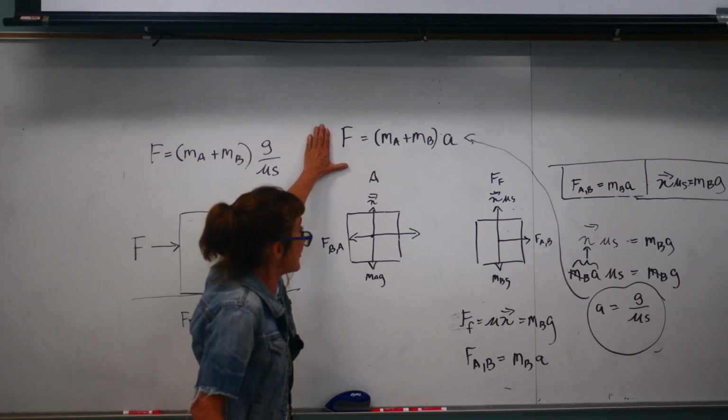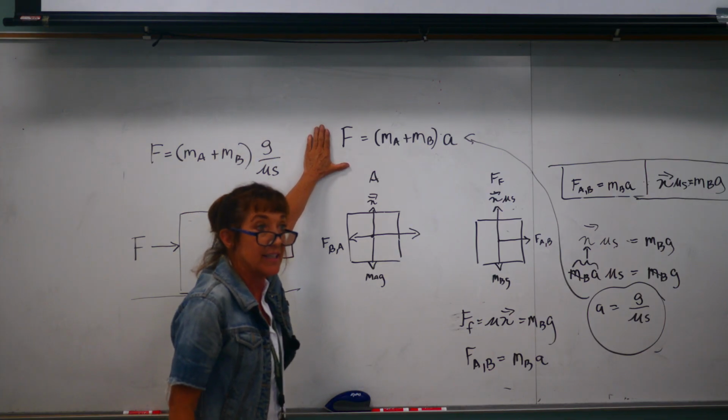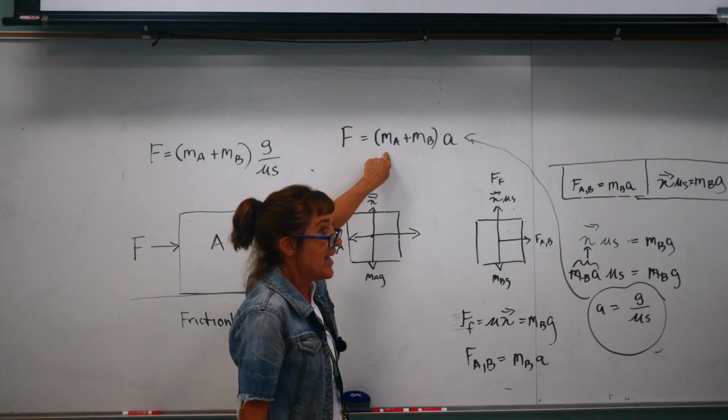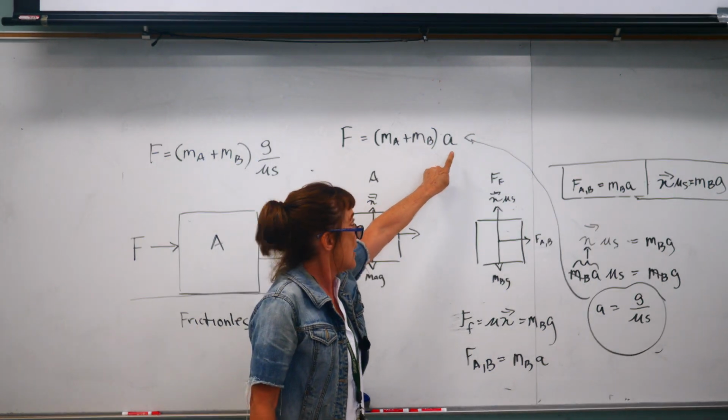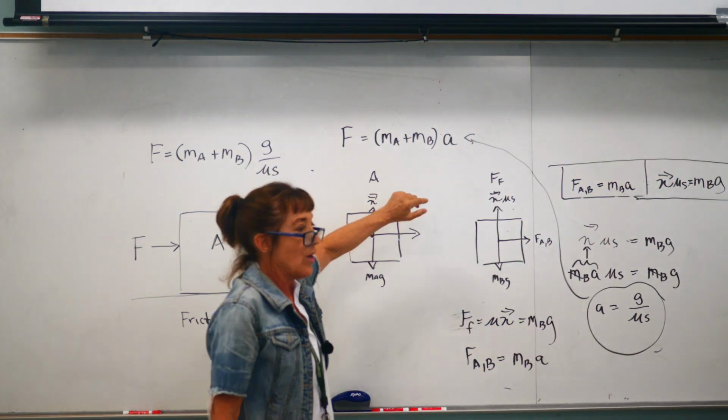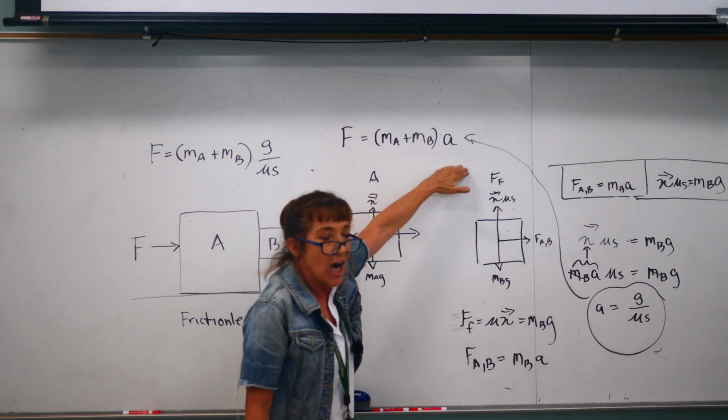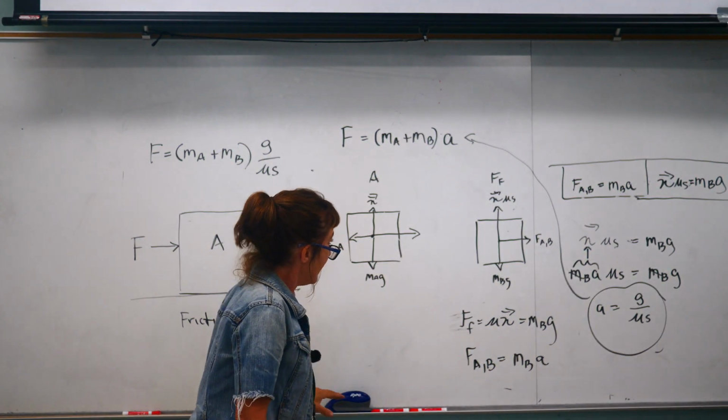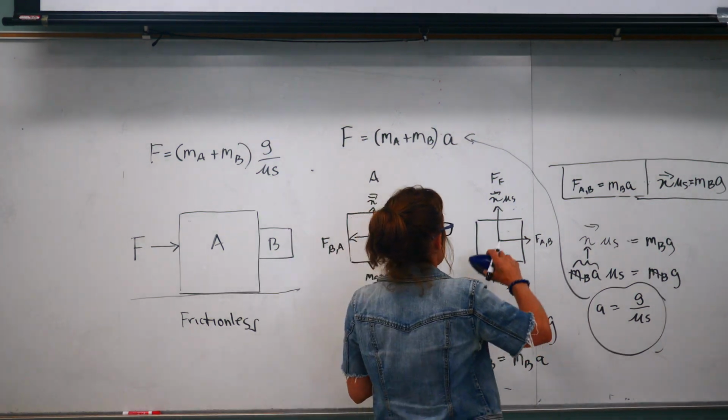So from that force, F equals ma, Newton's second law. F equals mass of A plus mass of B times acceleration. Right? We want to write this in terms of things we know. Okay. Block B.